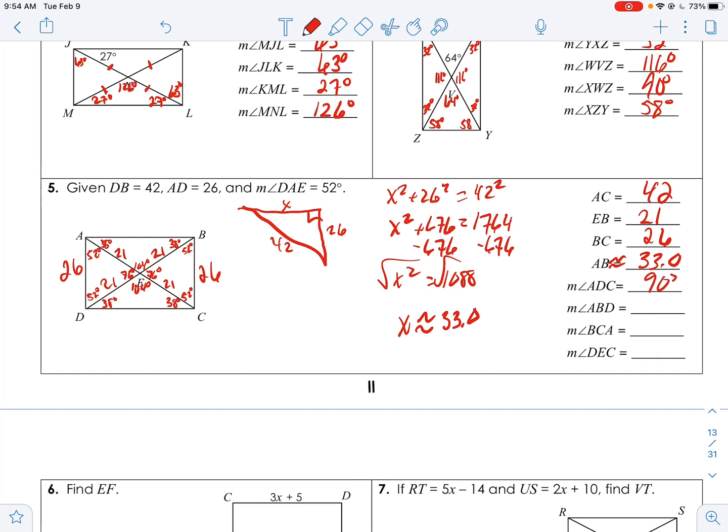A to D to C. Well, that's easy. That's 90. A to B to D. Well, that was 38.